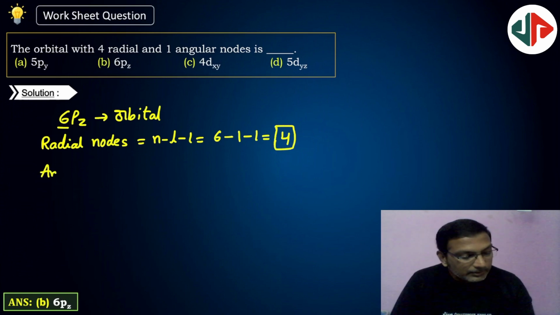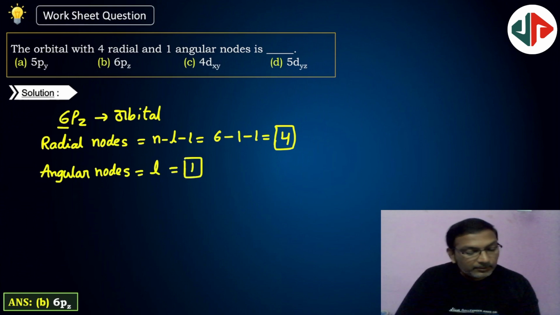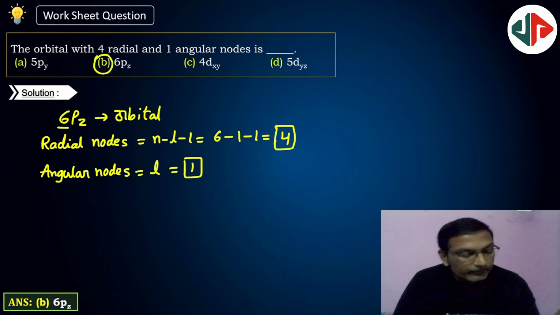Next, angular nodes. Angular nodes equal to just l. l value 1. Therefore, option B. For remaining options also you can check. The 6p orbital has 4 radial nodes and 1 angular node.